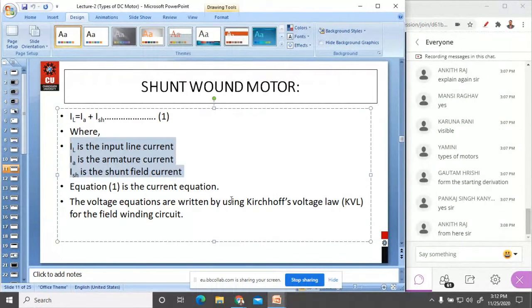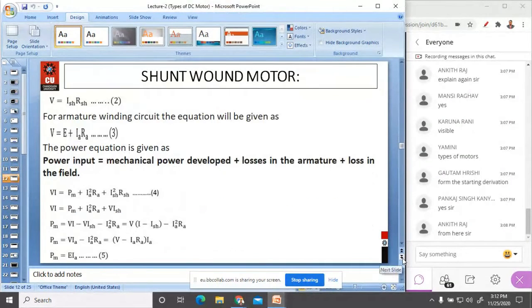The voltage equations are drawn with the help of Kirchhoff's voltage law. So how do we apply Kirchhoff's voltage law? We know that V is equal to I into R. Across this circuit we are using shunt as well as series connections. The ISH current is flowing through the shunt winding, and RSH is the resistance of the shunt winding. So we have to calculate this voltage, and now we have to calculate the complete circuit voltage. How do we calculate that? With the help of Kirchhoff's voltage law.